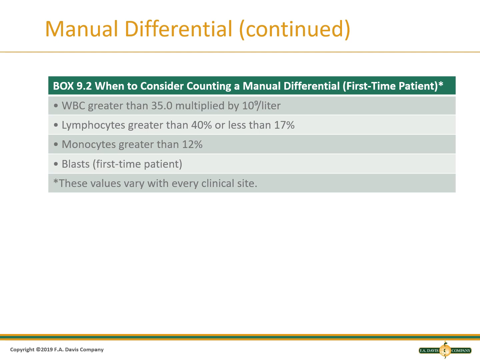Monocytes greater than 12%, blasts, especially for a first-time patient, and you have no previous blood work that shows that this has been determined to be happening with the patient. And again, here at the bottom it says these values vary with every clinical site.